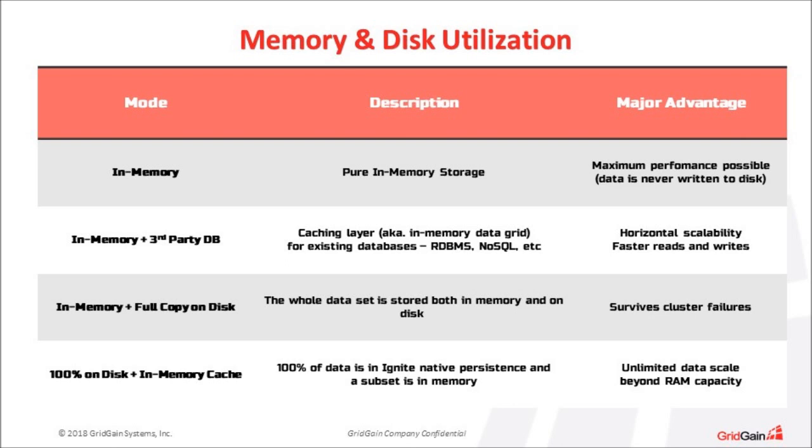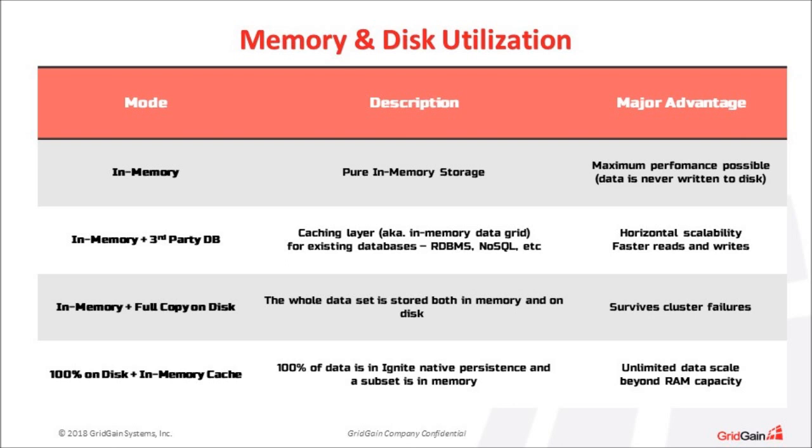The next mode is the same as the first one, in memory, but now you're integrating with an underlying third-party database. The superset of the data is stored in the database, and the in-memory distributed cache is used as a caching layer on top of that database. The main advantage here is, of course, you get to reuse your database. You don't have to rip and replace it.